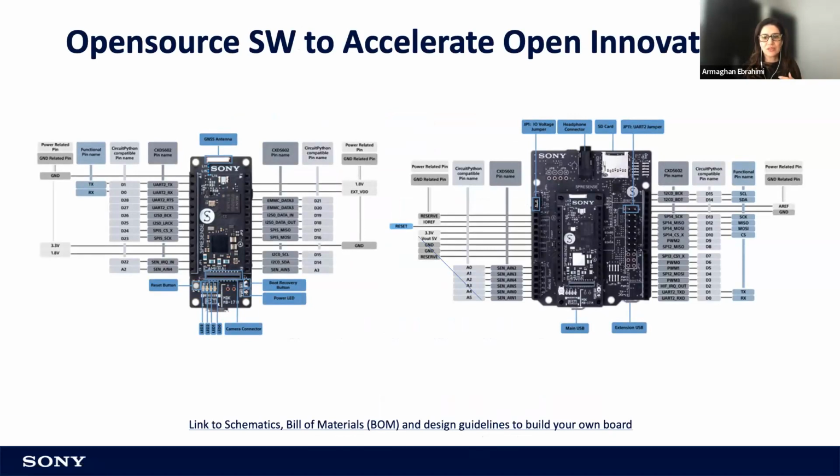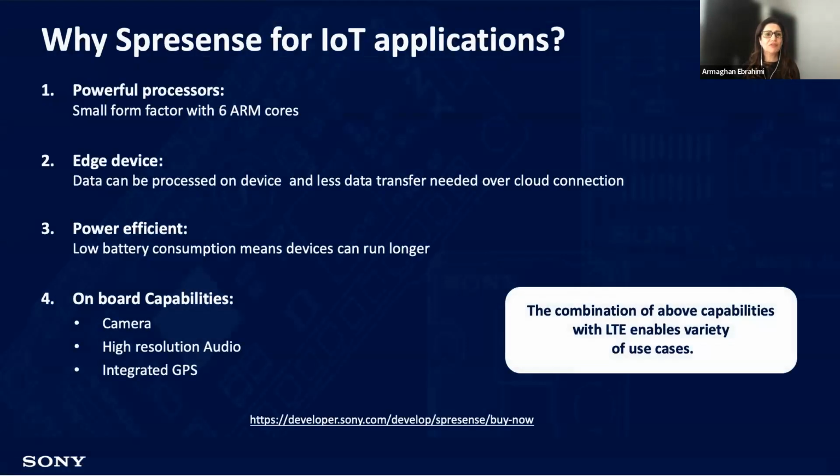To give you an idea, for IoT applications, you need a processor, you need a bunch of add-on boards, and then you need ML, you need connectivity. The good thing about Spresense is it has 6 ARM cores. You can do edge computing. So taking advantage of edge computing and sensor add-ons, with the camera already there, and high resolution audio, it makes the Spresense suitable for IoT applications.